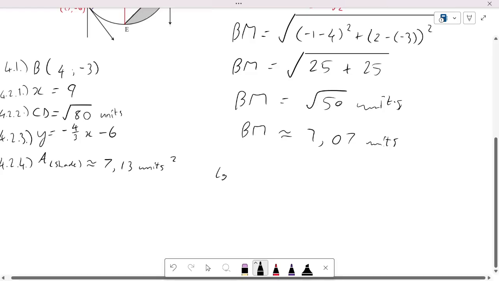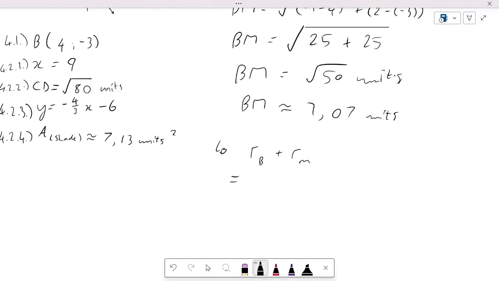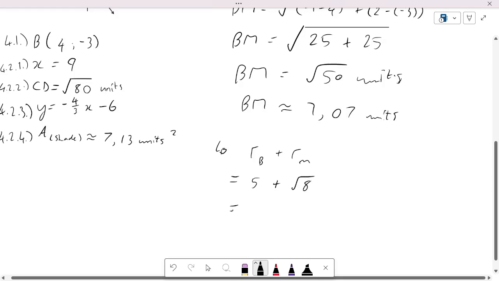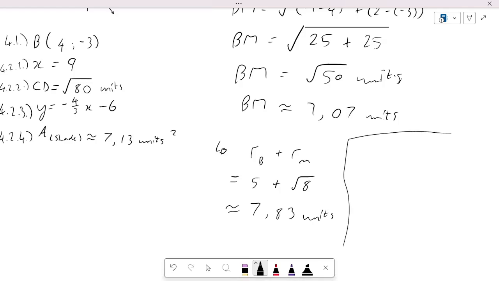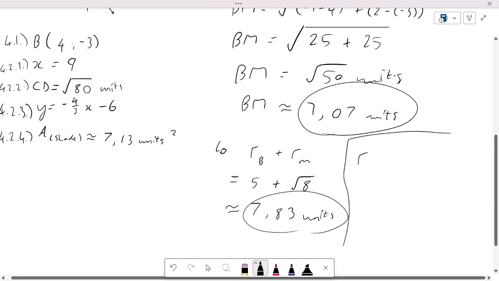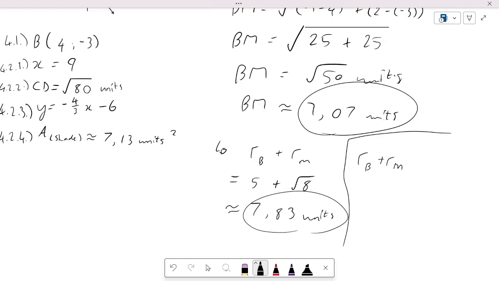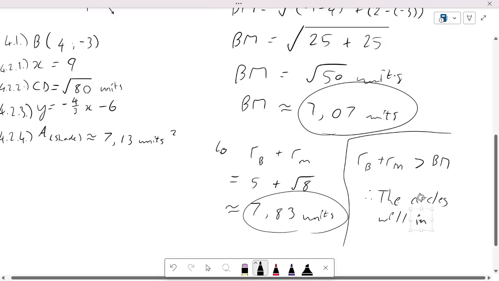And the sum of the two radii, so the radius of B plus the radius of M, what is the radius of B? It's going to be 5 units and the square root of 8 units respectively. So it's 5 units plus the square root of 8, which, if we put that on a calculator, is 5 plus the root of 8, equal to approximately 7.83 units. And now what we can see from this information is that this value is greater than this value. Therefore, because the radius of B plus the radius of M is greater than BM, the circles will intersect. They will intersect.